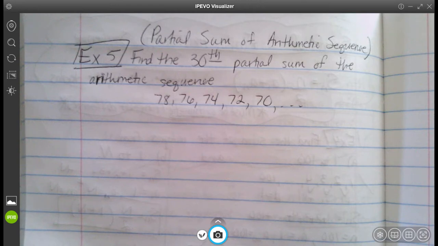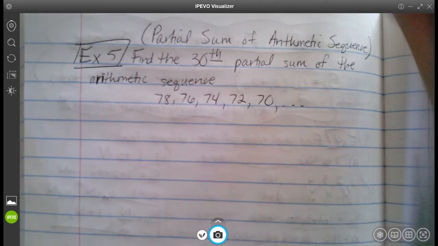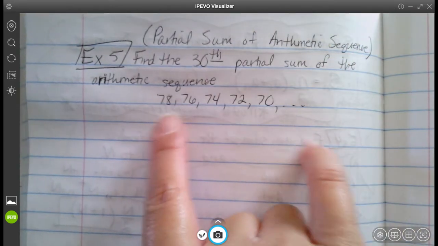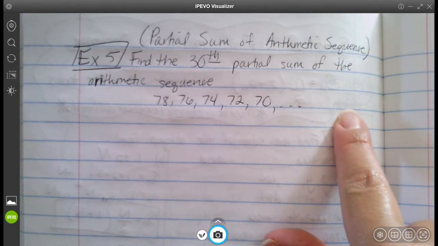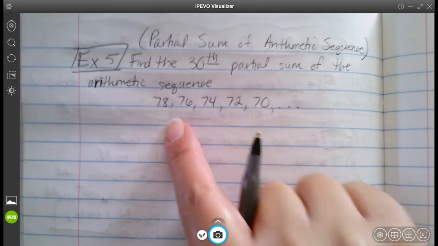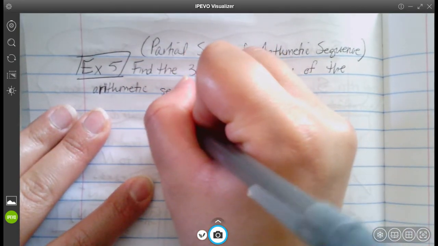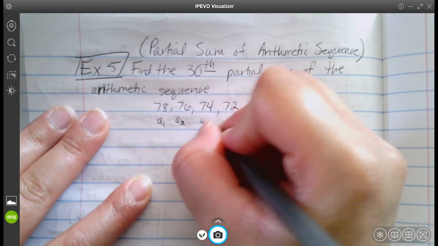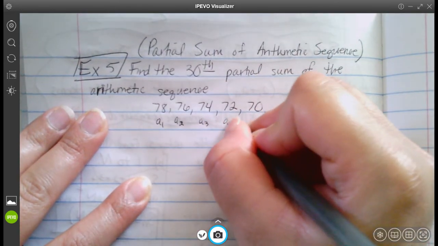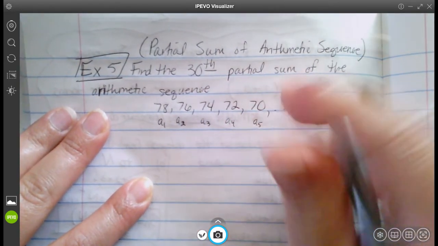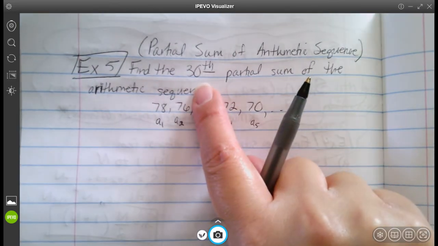So we're going to do a few things with this. First of all, partial sum means that the sequence is going to go on forever, right? But we only want up to a certain point. So in this one, we have the first term, the second term, the third term, the fourth term, and the fifth term. But we need to go all the way to 30, okay?